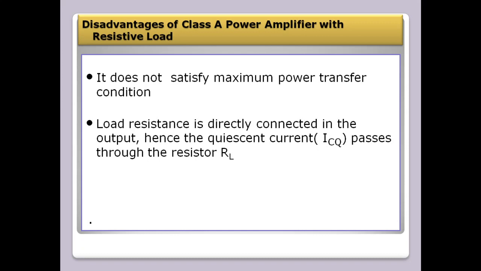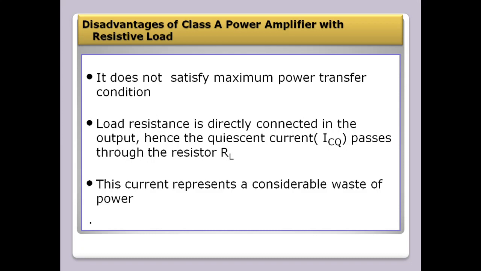load resistance is directly connected to the load output, and hence the quiescent current passes through the resistive load during the zero signal conditions, and this current represents a considerable waste of power as the current flows in the zero signal condition. So there is a wastage of power.